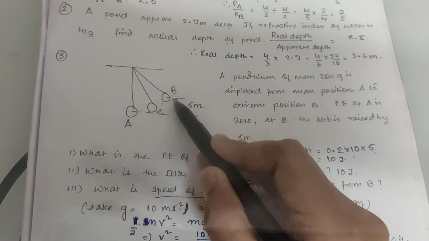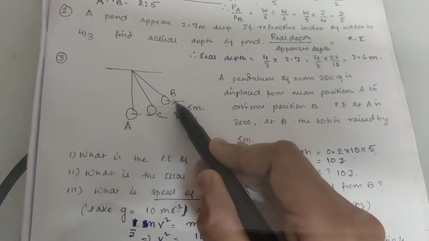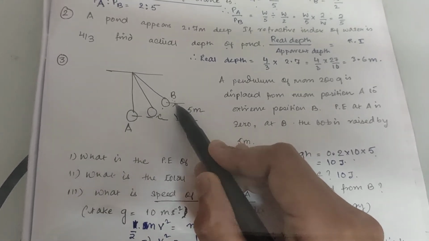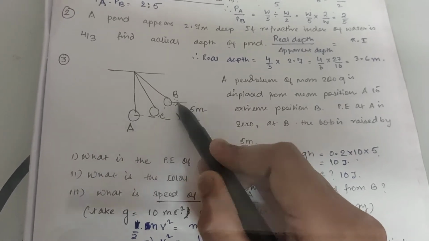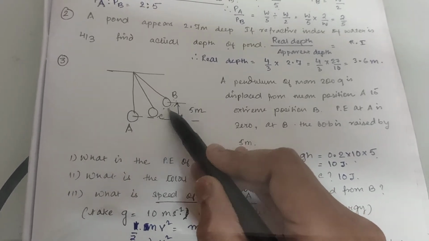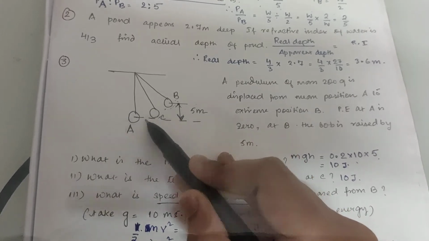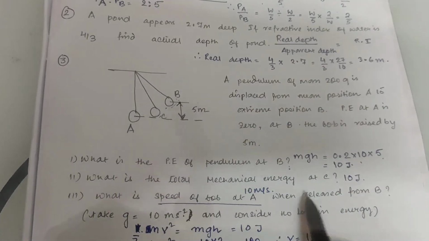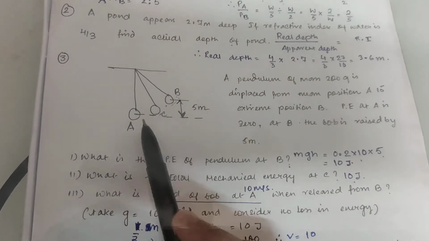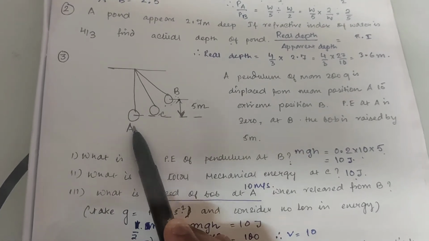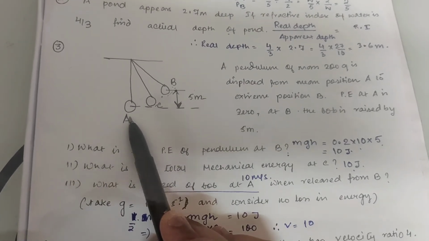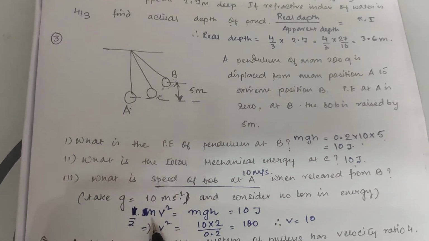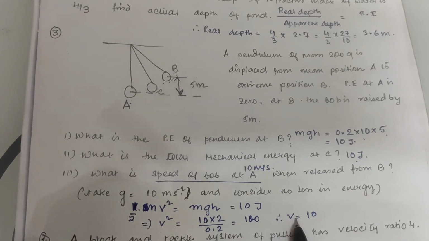Now when it slowly comes down, at all the points the total mechanical energy is conserved. Isn't it? At this point the total mechanical energy is the potential energy, because all the mechanical energy is possessed in the form of potential energy. Kinetic energy is 0. Maximum is potential energy. Now when it comes down gradually, kinetic energy increases, potential energy decreases. But at all the points total mechanical energy remains constant, mgh. So at C also it will be 10 joule. What about at A? Total mechanical energy is the kinetic energy now. It's possessing only kinetic energy. So 10 is equal to half mv square. So I can find v from here.